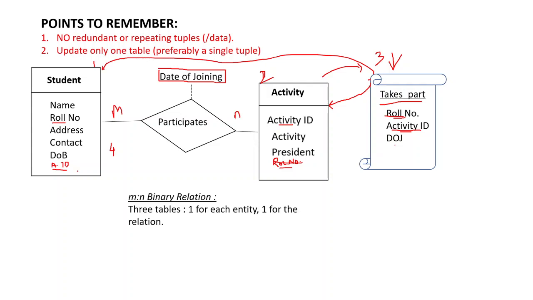So in an M to N binary relation, you will have three tables, one for each entity and one for the relation. So that's 2 plus 1, that becomes 3.